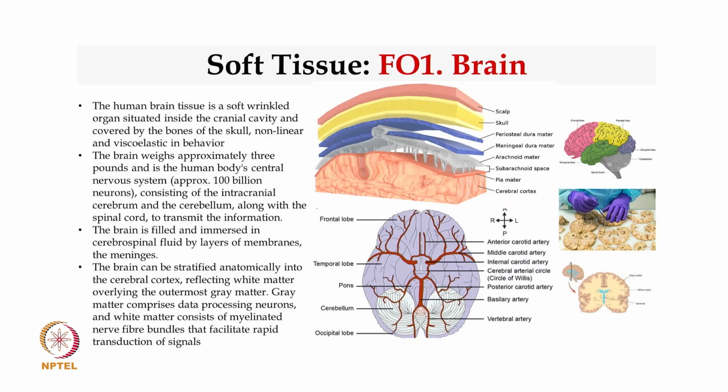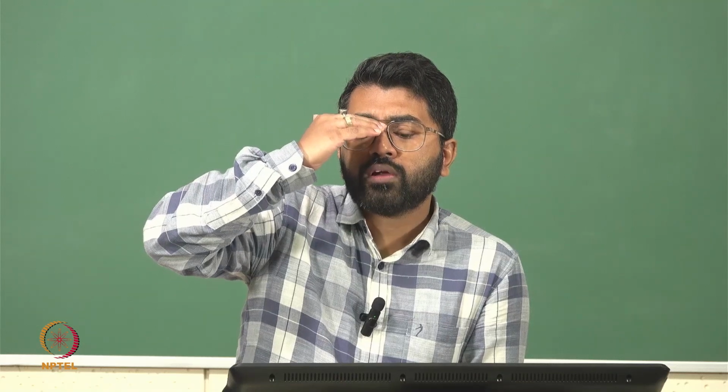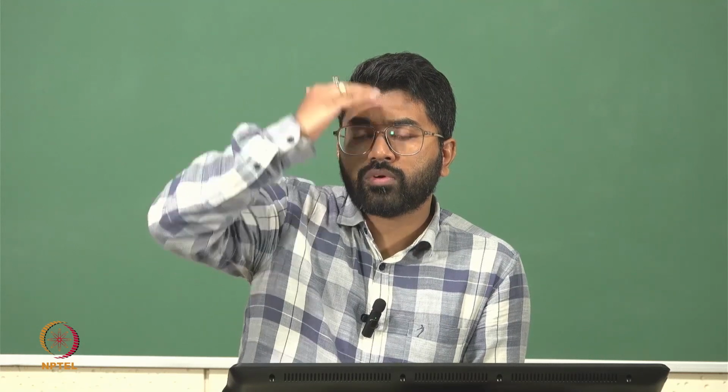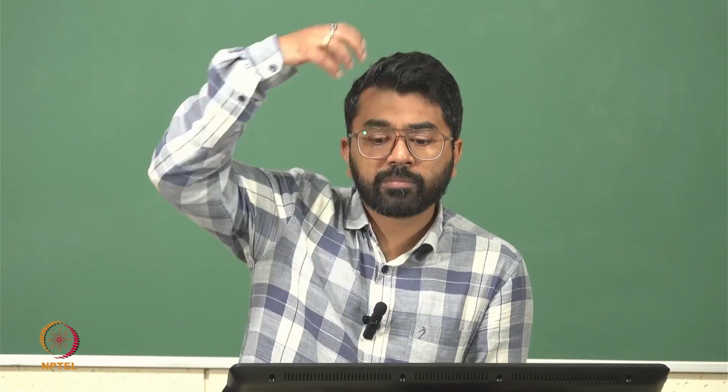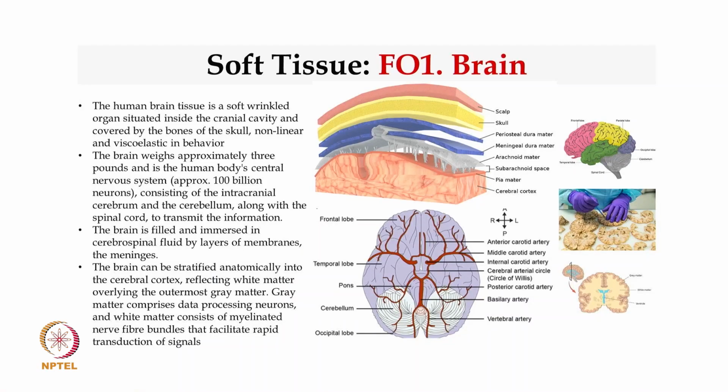So if you were to look at the cross section of the brain, going from the different aspects of the brain all the way up to my skull, you are looking at the scalp, which is where the hair is, then you're looking at the skull, then you have periosteal dura mater, meningeal dura mater, arachnoid mater, and then the subarachnoid space, there is a little bit of space, you have pia mater, and then comes the cerebral cortex, right?